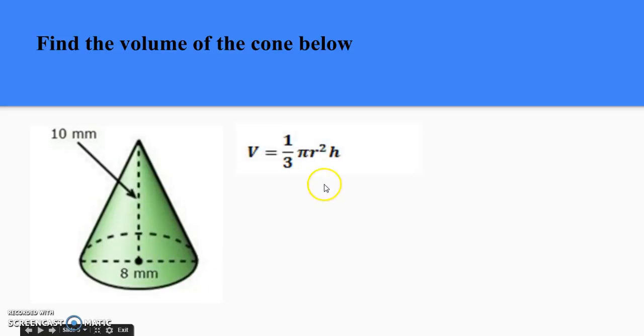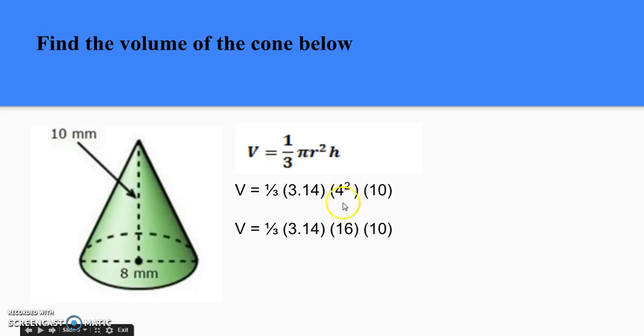So if I use my volume formula, I'll just plug in what I know. So use 1/3 pi, we'll use 3.14. The radius would be 4, then we square that times the height. Remember, when we square 4, that means 4 times 4, which makes 16. And go ahead and multiply the numbers together. These three numbers, 3.14 times 16 times 10, is 502.4. And then remember that multiplying by 1/3 is the same thing as just taking 502.4 and dividing it by 3, which gives you approximately 167.5 millimeters cubed, since it is volume.